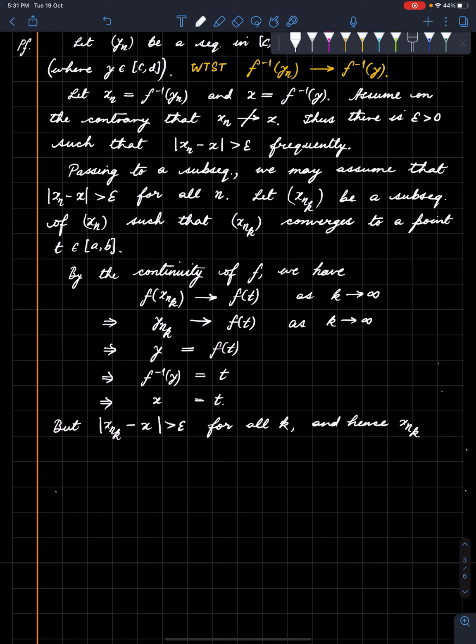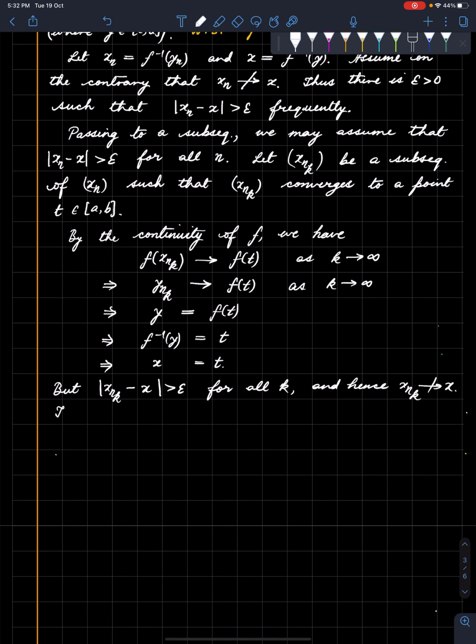xnk does not converge to x, and this is a contradiction, because at one end we have xnk converges to t, which we have shown is equal to x, and at the other end we know that this convergence cannot possibly happen. So this is a contradiction, and we are done. So this contradiction proves that f inverse of yn actually converges to f inverse of y, and we are done.